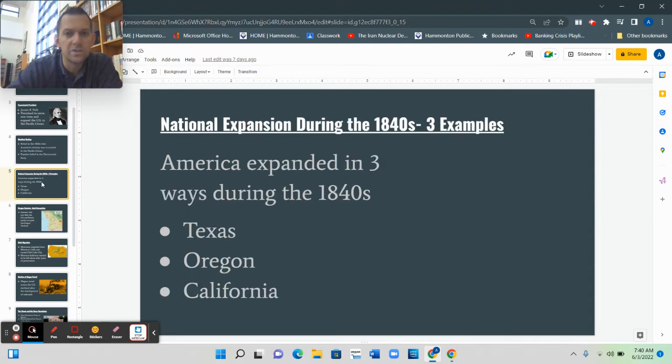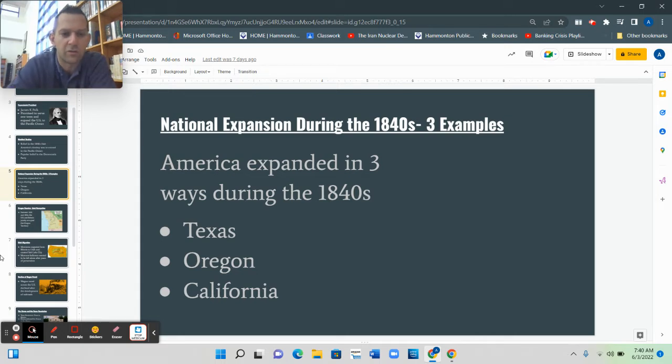All right. So the next question asks you about the three ways that the United States expanded in the 1840s. All right. So the three ways you're going to put, we added Texas. All right. We added this territory called Oregon, and we added California and the surrounding areas.